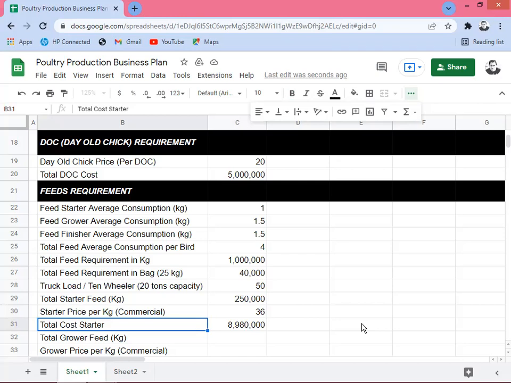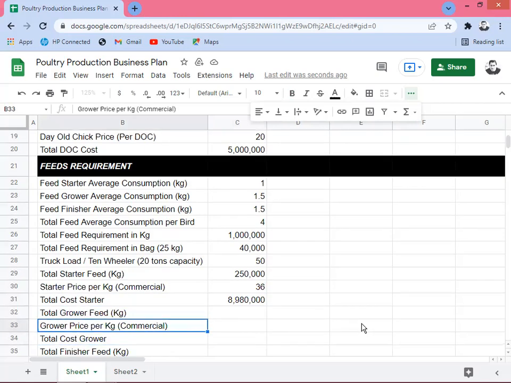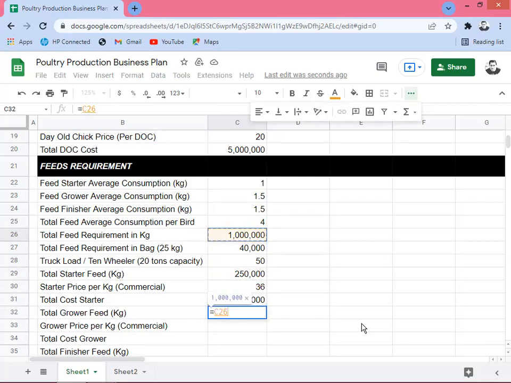Okay, so total cost of the starter is 8.9 million. Now let's calculate the total for the grower feeds. It would be the same process that we've done, and multiply it by 1.5 for the grower per kilogram. Then you divide that by the total consumption per bird, that would be 375. I don't know the price yet, so we're going to get the price before I forget.